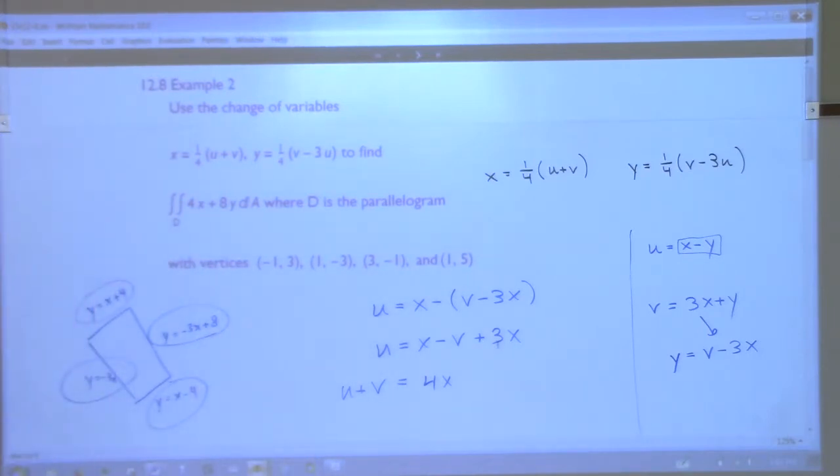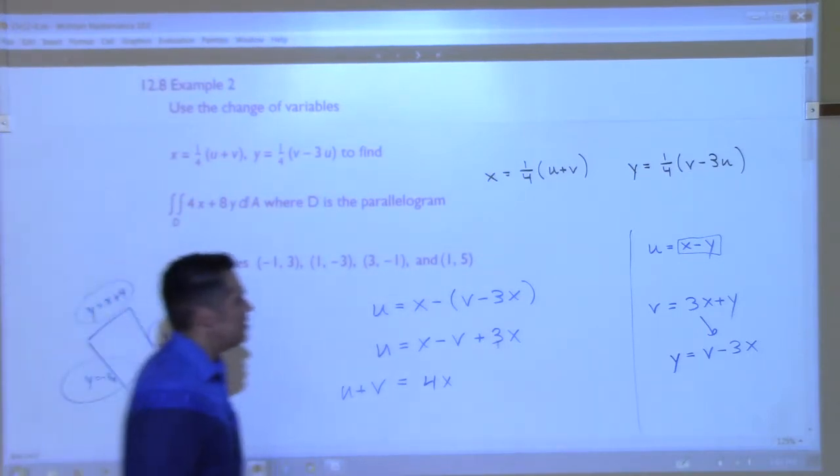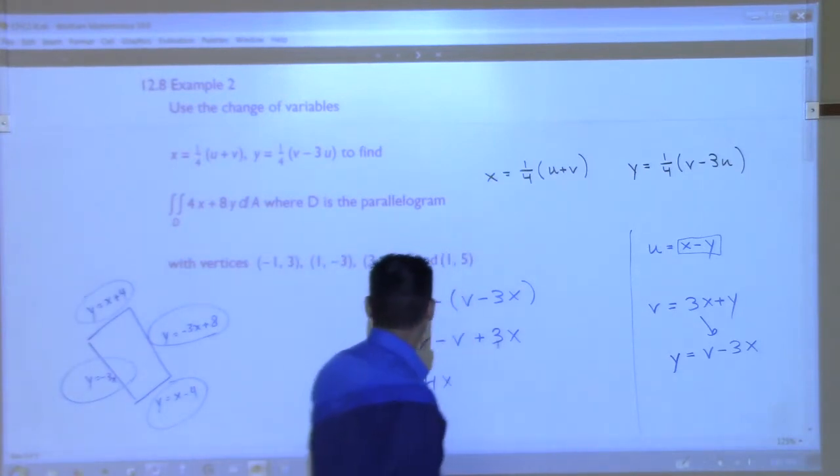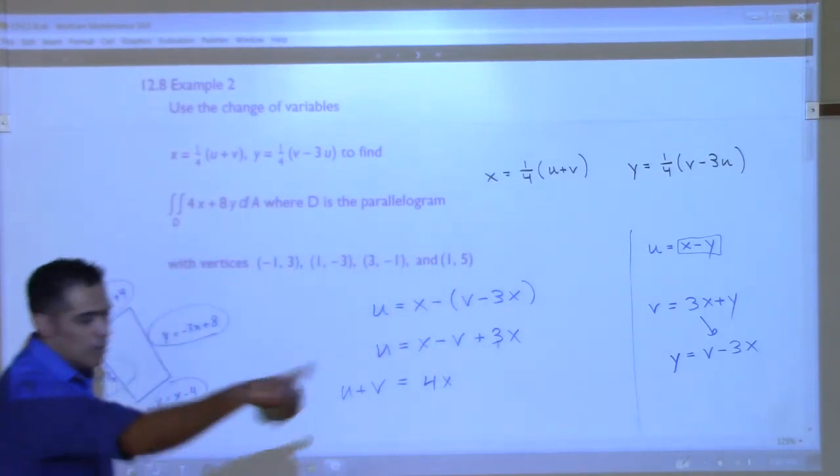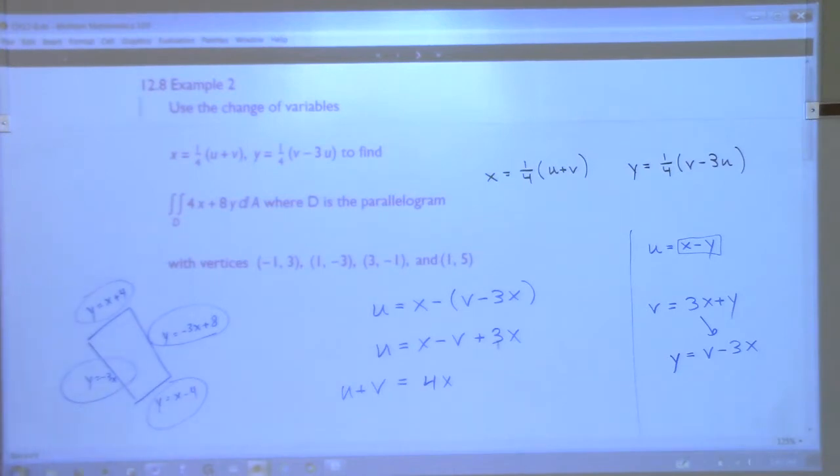And then you do the same thing. You do the same process once, to get the y, you do the same thing. So it's a little messy, isn't it? But it can be done.